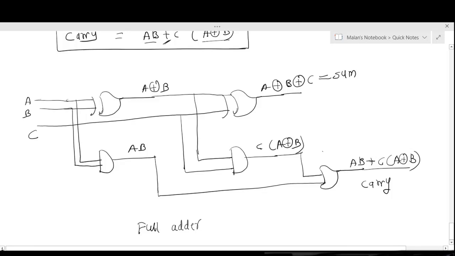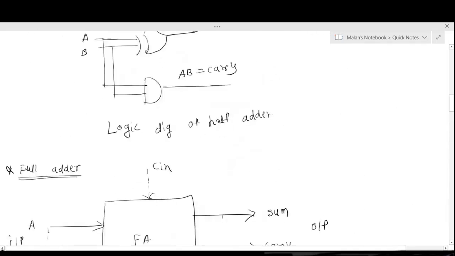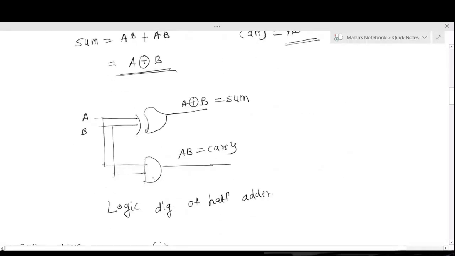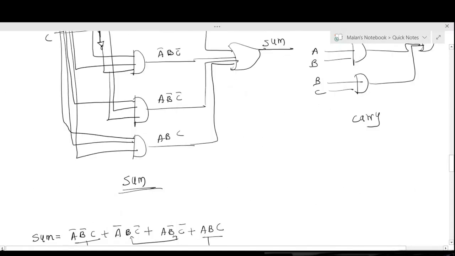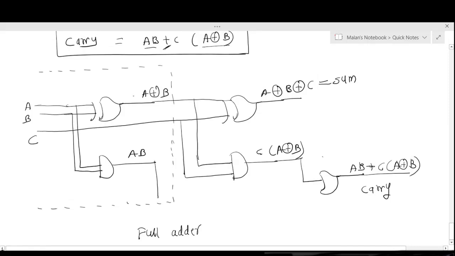But if you observe this logic diagram, you can identify the half adder. If you see the half adder logic circuit, you will get the idea. In a half adder, we have one XOR gate and one AND gate to give A XOR B and AB. Clear? So the first part of my full adder is giving A XOR B and AB.